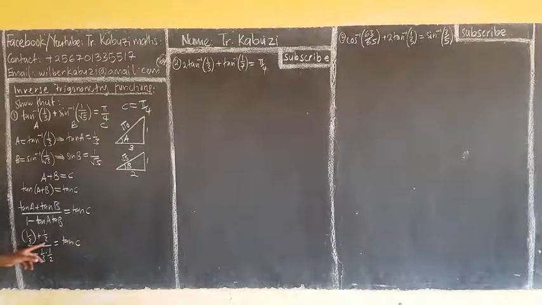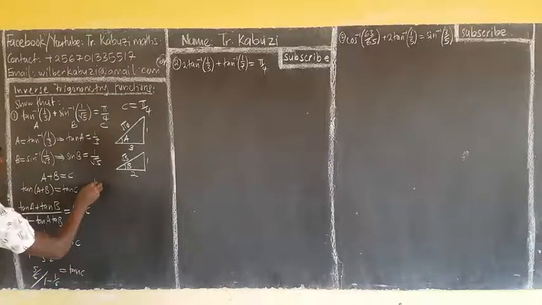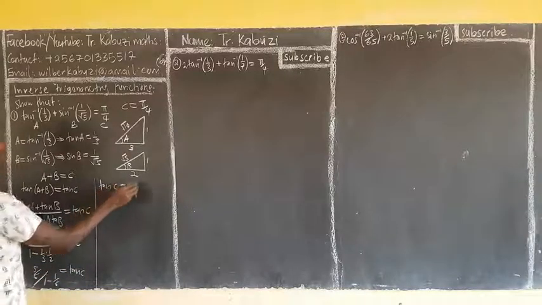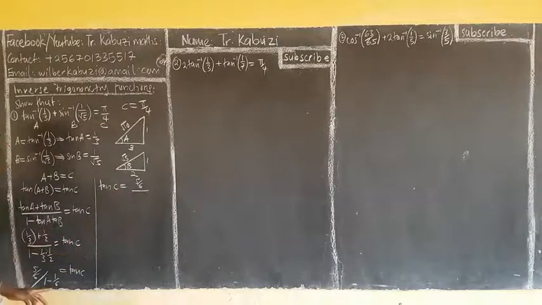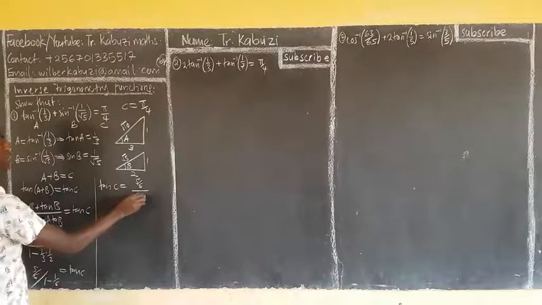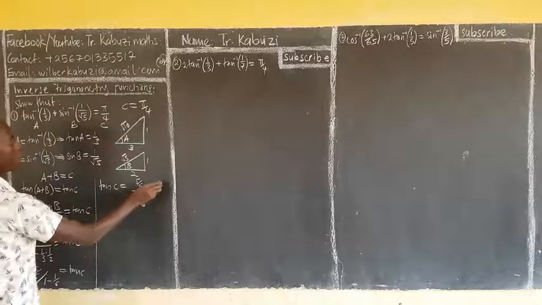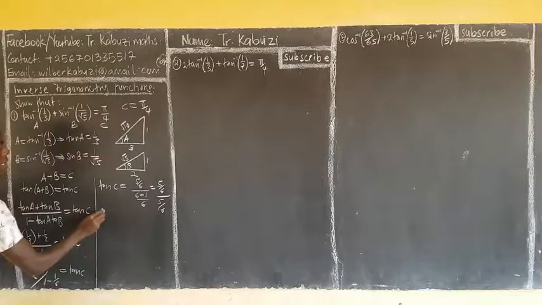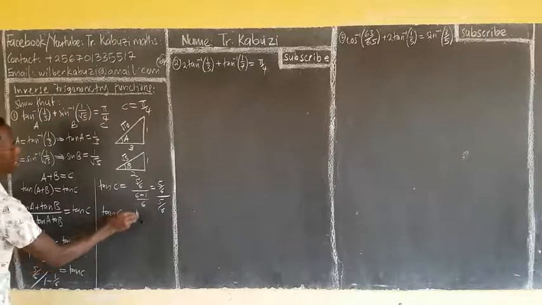From here, up we have 2 plus 3 over 6, which is 5 over 6. We are dividing by 1 minus 1 over 6, which is equal to tan C. So allow me right here. From here my tan C will be 5 over 6 divided by 6 minus 1 over 6, which will be 5 over 6 over 5 over 6. And from here my tan C is equal to 1.